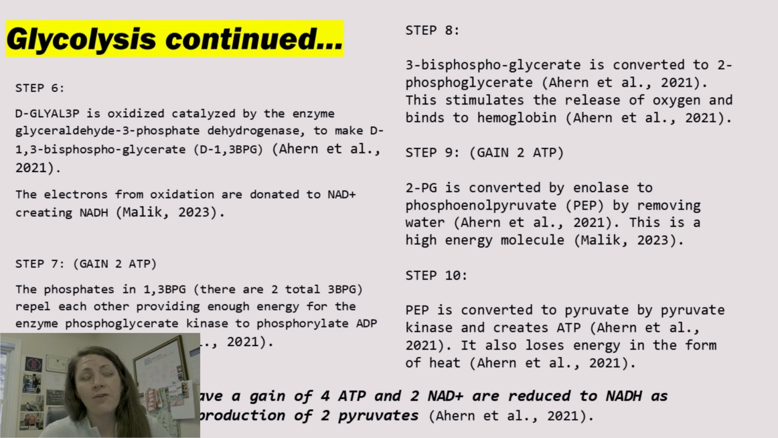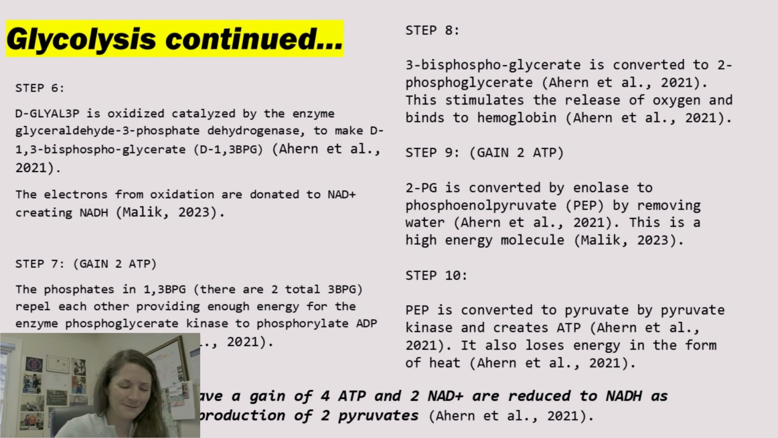And now where do you think those 2 phosphates went? Again, they went over to ADP to be converted into ATP. Finally, our last step, step 10. We have our phosphoenolpyruvate, which is converted to pyruvate, which was our main goal at the end of this, by pyruvate kinase. The phosphate from that phosphoenolpyruvate, or PEP, is added to ADP to create ATP.